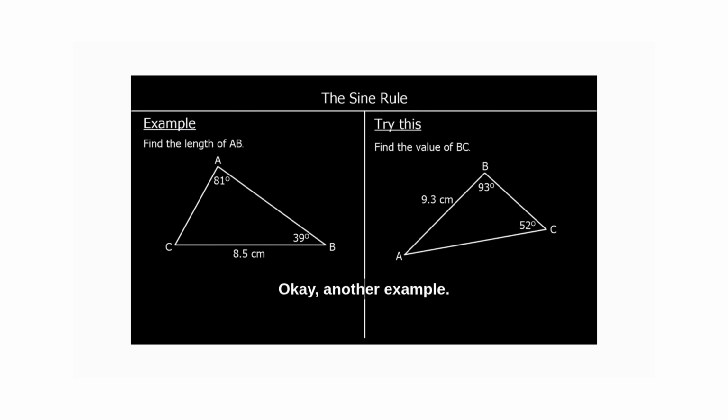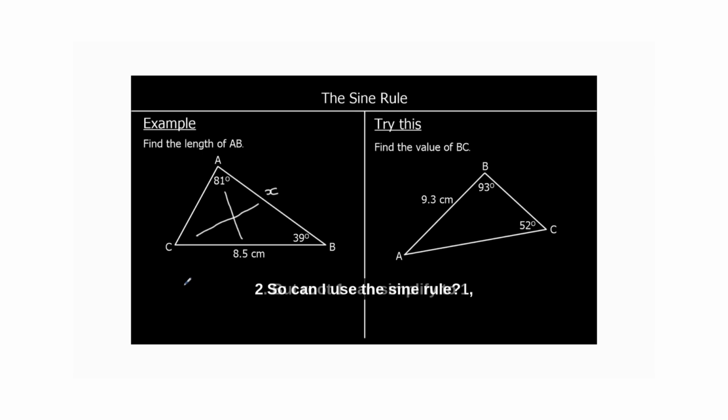Okay, another example. So this time it says find the length of AB. So AB is this length here, A to B. So I'm going to call that x. And I'm looking at my opposites. So 8.5 centimeters is opposite 81. So I've got one opposite there. But x's opposite angle, I don't know.